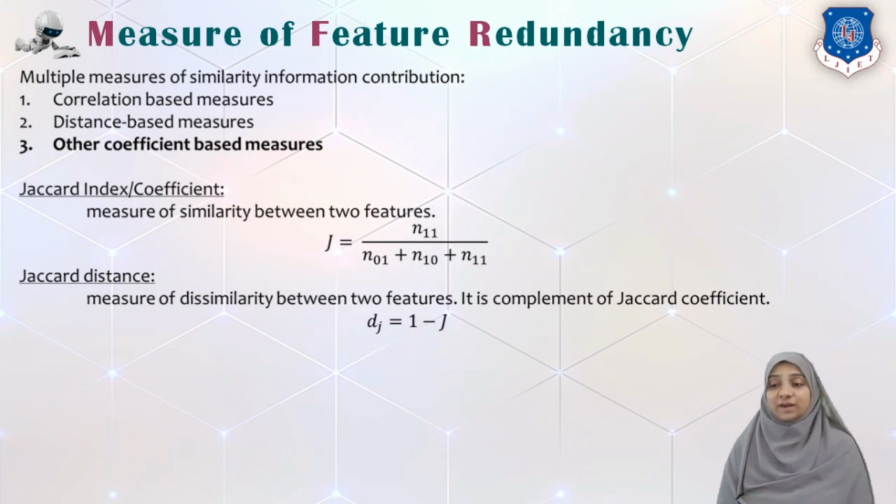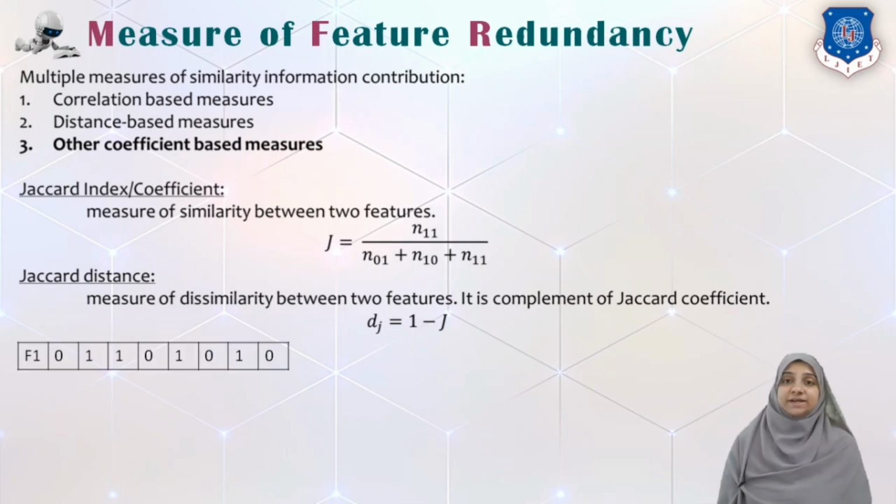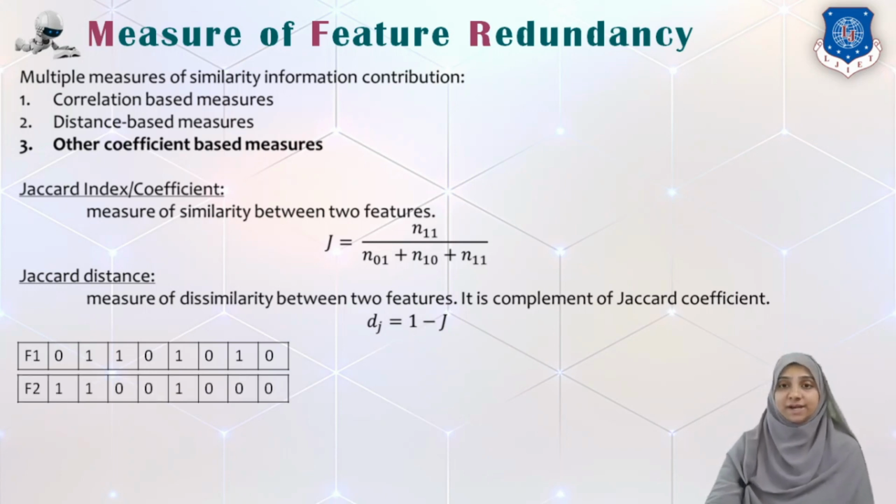Dissimilarity of feature is calculated as the complement of Jaccard index or coefficient. That is nothing but D of J is equal to 1 minus Jaccard index. That is 1 minus J simply. Let us calculate Jaccard index for a particular feature. Say for example, feature 1 is a binary feature, can have either value 1 or 0 for a particular data point. Likewise, another feature F2 is also a binary feature, can have values 0 or 1.